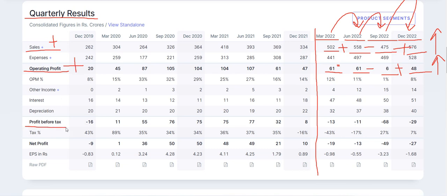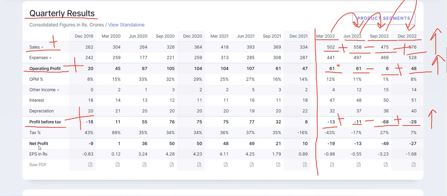Coming to profit before tax, it is minus 13 crore rupees. From there, it improved to minus 11 crore rupees, and in the September quarter, it decreased to minus 68 crore rupees, and further improved in the December quarter to minus 29 crore rupees. So we could say profit before tax is increasing, leaving one quarter.